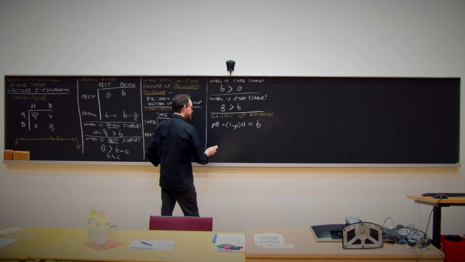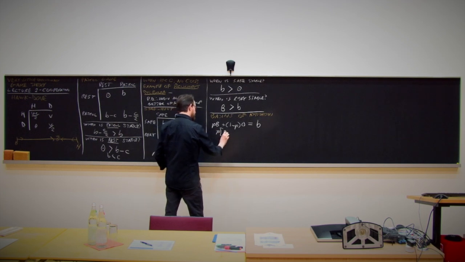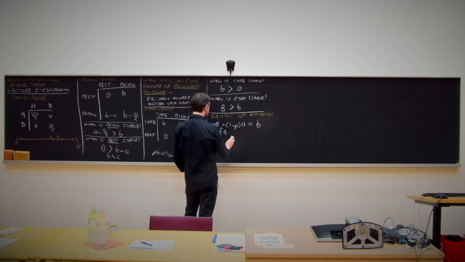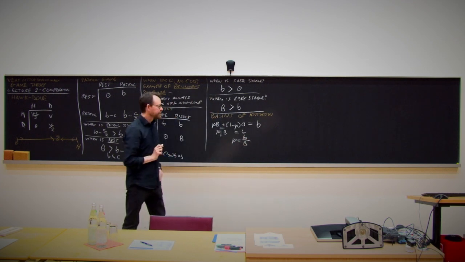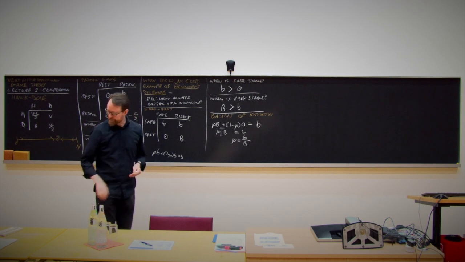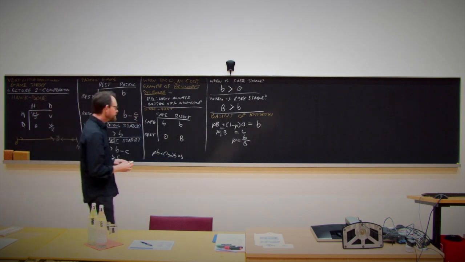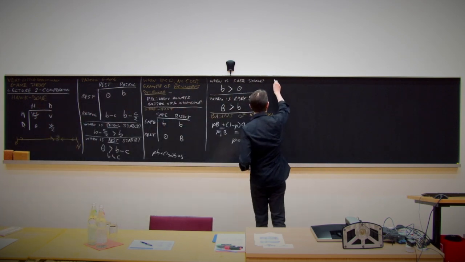And now we solve for P, right? So we've got, oh, this whole thing is 0. This is easy. There's no algebra to do here at all. PB equals b. P equals little b over big B. All right. Let's chart out what's going on here.